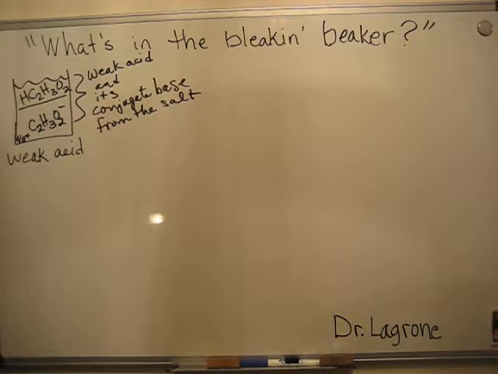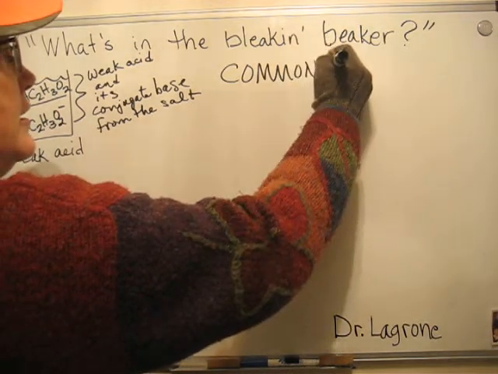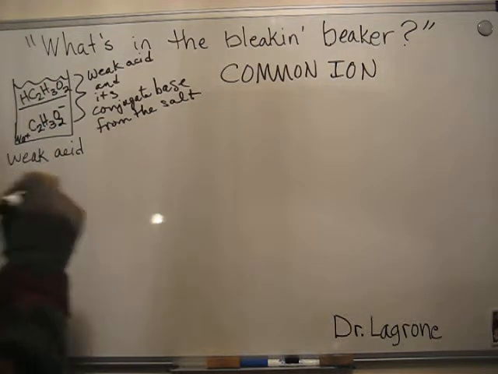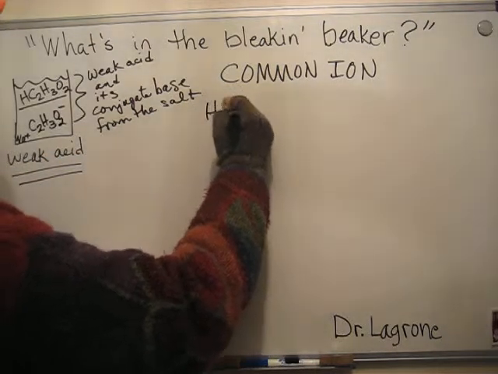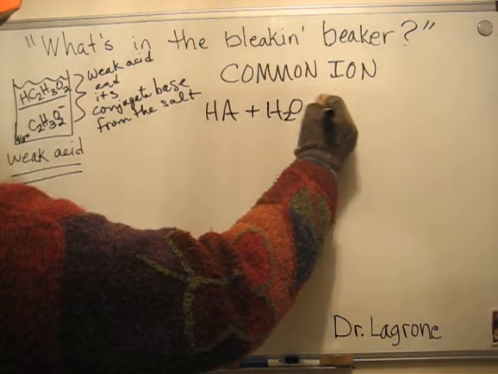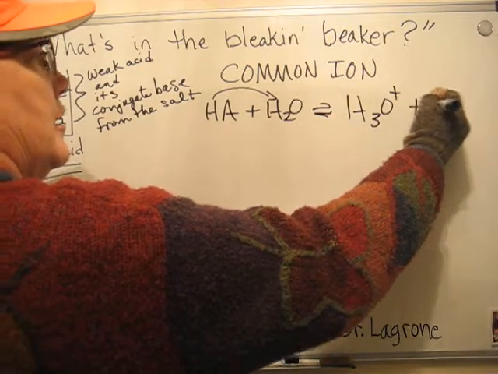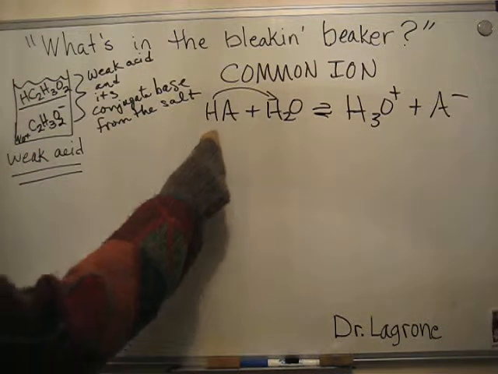And when you have the weak acid and its conjugate base, usually from a salt dissociation, then you have what is termed a common ion problem. It is still based off of the equilibrium for a weak acid. So we are still going to say HA plus water. The acid donates the proton, you get the hydronium ion, and the conjugate base of the weak acid.